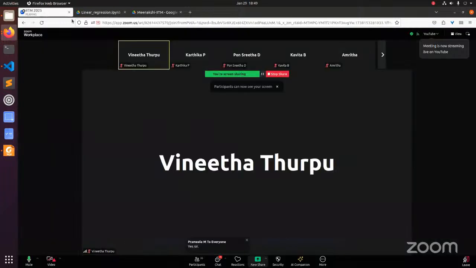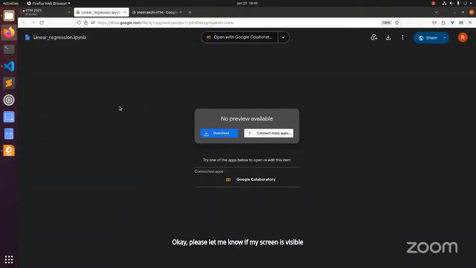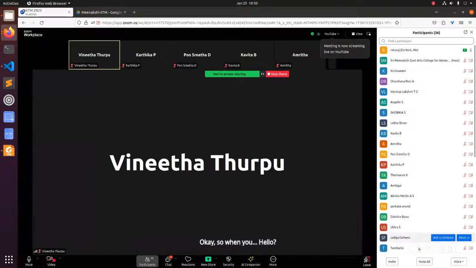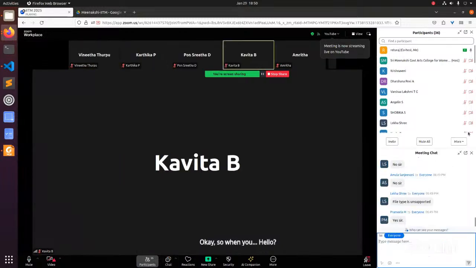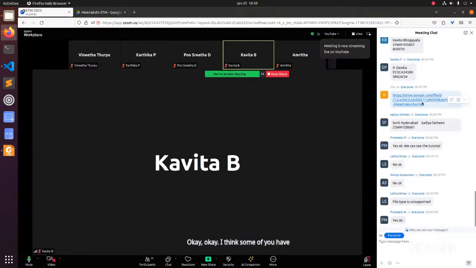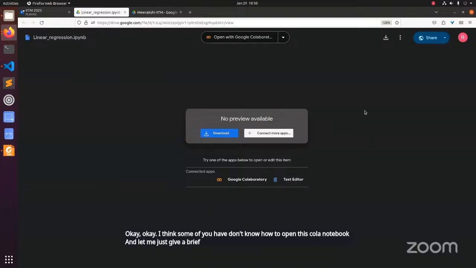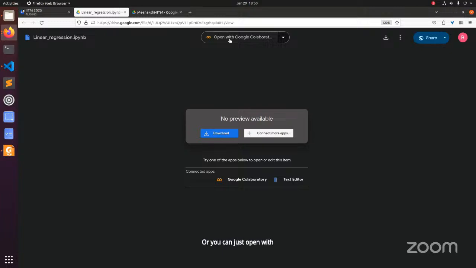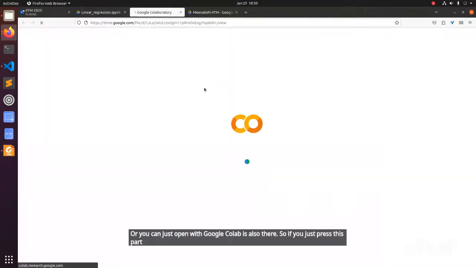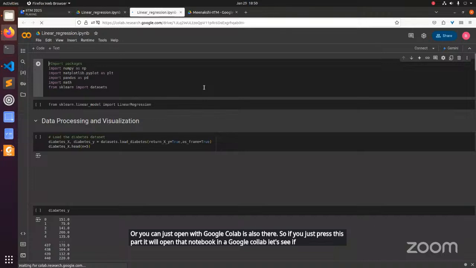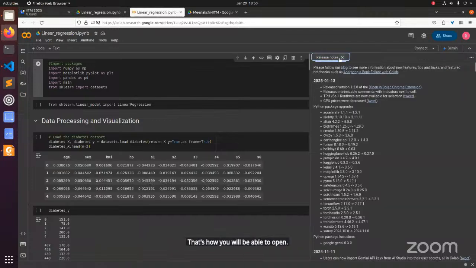Okay, please let me know if my screen is visible. I will show you how to do this. Yes, it is visible, sir. Okay, I think some of you don't know how to open this Colab notebook, so let me give a brief demonstration. When you go to this link, this is how it will show, and you need to press this download button, or you can just open with Google Colab. If you press this, it will open that notebook in Google Colab. Yeah, that's how you will be able to open it.